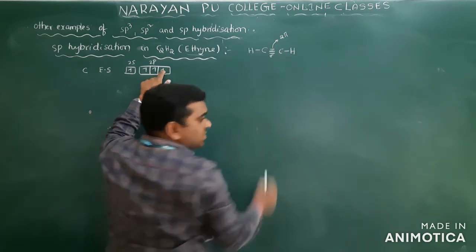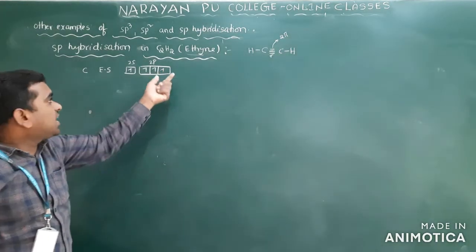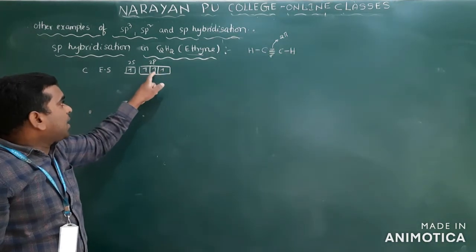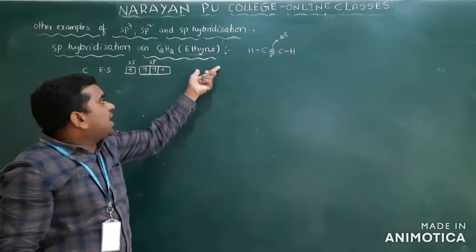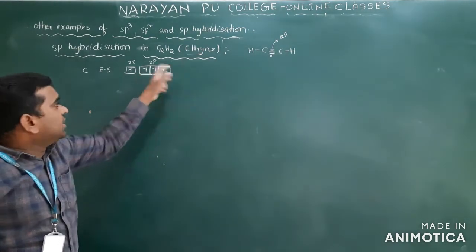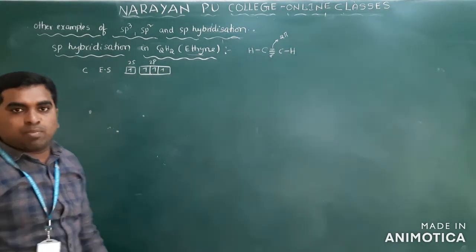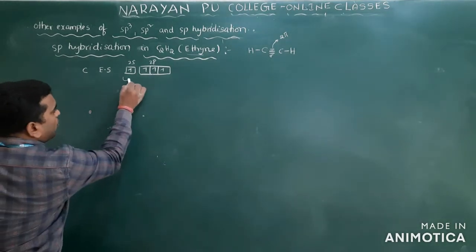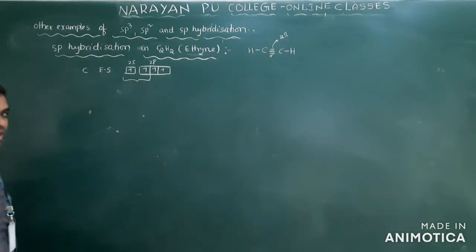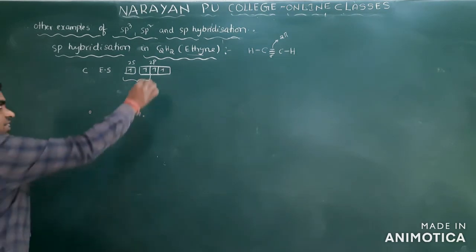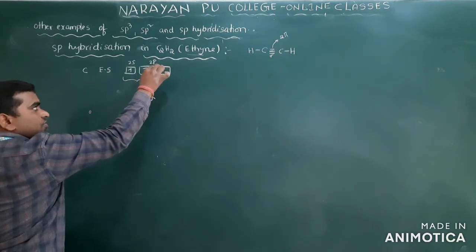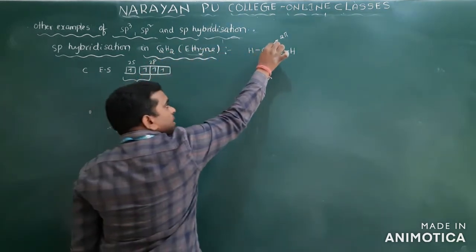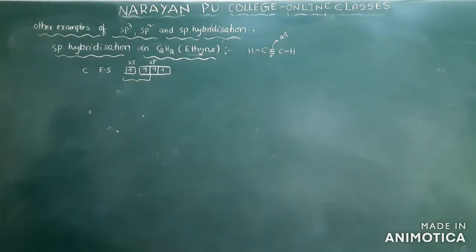Two pi bonds. Clear? Two pi bonds means two unpaired electrons of one carbon and two unpaired electrons of another carbon overlap and form what? Pi bond. So that's why here only one s and one p orbital are involved in the hybridization. These are unhybridized orbitals which are involved in the formation of what? Two pi bonds. Got my point?